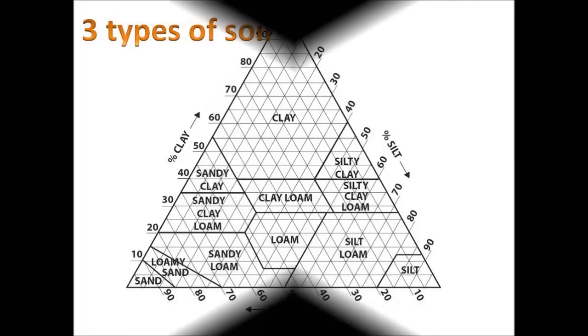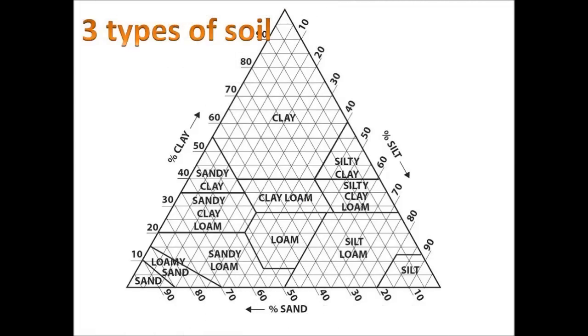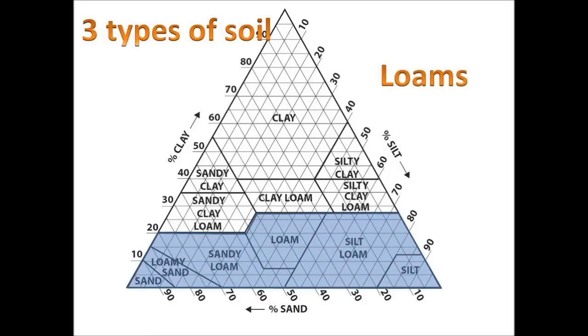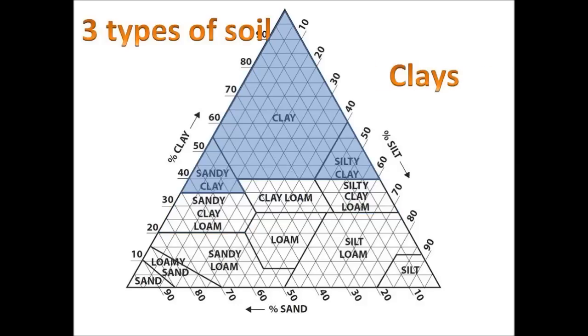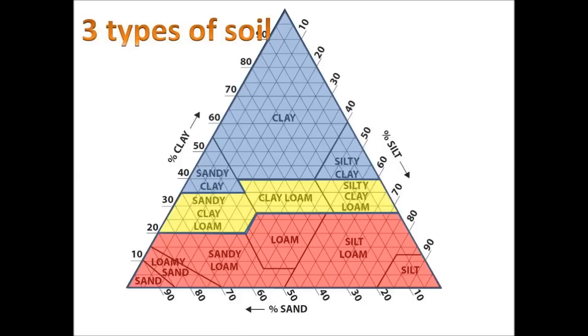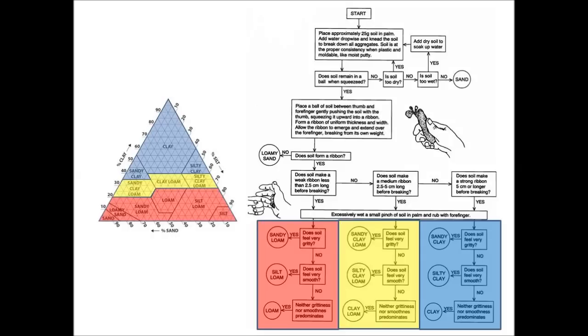So how exactly does the texture by feel process work? Once sands are eliminated, the texture by feel method allows for the identification of 3 different types of soil on the triangle based on a ribbon, which we will detail later. The first types are the loams. The second types are the clay loams. And the third types are the clays. The texturing by feel process will lead the profiler to one of these 3 different types of soil on the triangle. You can see how these types correspond to the texture by feel flow chart.